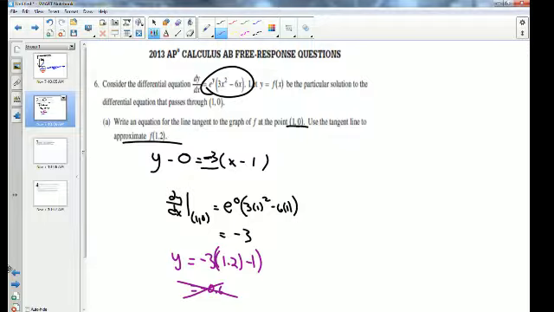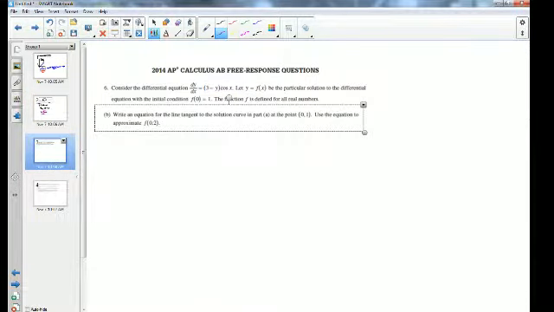Equation of a tangent line? Plug it in. All right. Here's another one. Let's get progressively harder. It's got a cosine in it this time. Okay. Consider this differential. You're given another slope, right? Or you're given the derivative already.